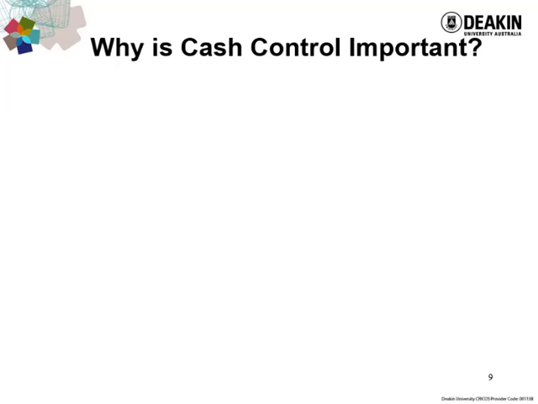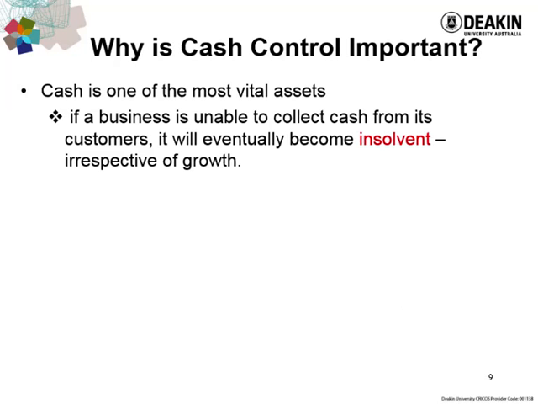Alright, now we focus on internal control of cash. Why cash? Because cash is king. Cash is one of the most important assets to an entity. Why do we need to strictly control cash? Because cash is easily subject to misappropriation and fraud.